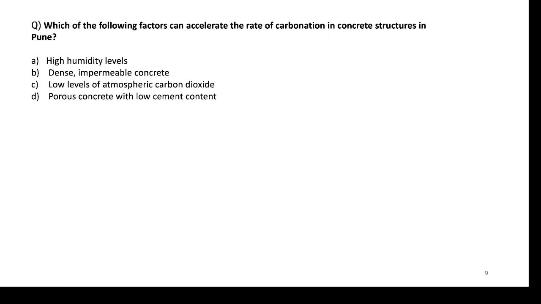Okay, so the next question is: which one of the following factors can accelerate the rate of carbonation in concrete structures? Let's say, for example, the areas which are away from the sea. In this case we can consider Pune, one of the cities which is away from the sea. So what is that condition which can accelerate the carbonation? Option A is high humidity levels, B dense impermeable concrete, C low level of atmospheric carbon dioxide, and D porous concrete with a low cement content.